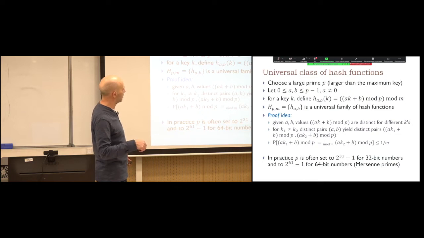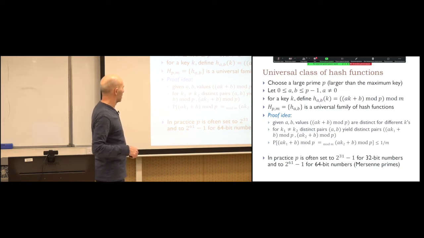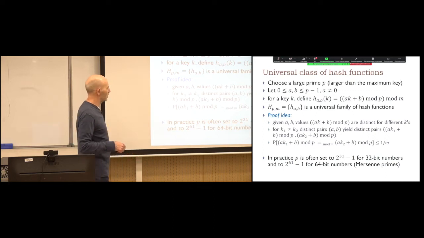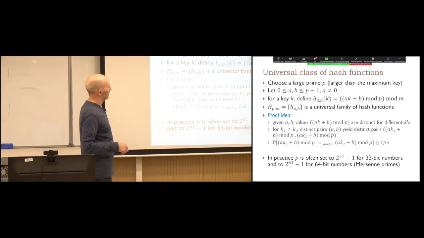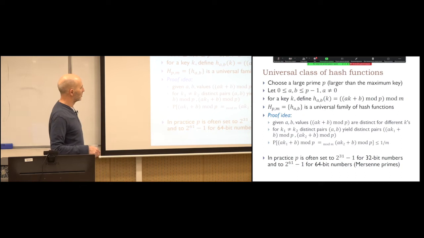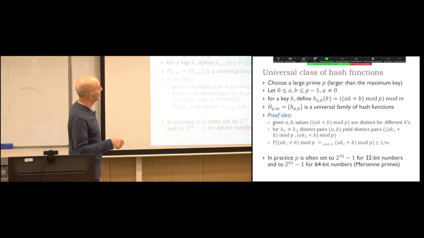This is similar to the previous one. We choose a big prime number. So in practice, we choose, for example, 2 to the 31 minus 1 if we are working with 32-bit numbers; this is a prime number. And 2 to the 61 minus 1, if we work on 64-bit architecture, is also a prime number. These are so-called Mersenne primes. So this can be chosen, and then the definition of the hash function is here.